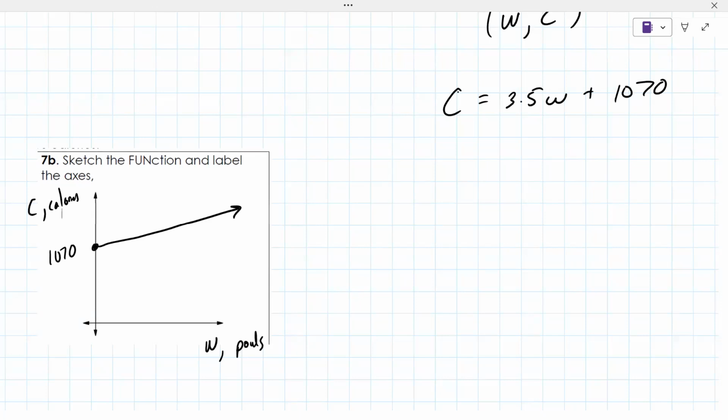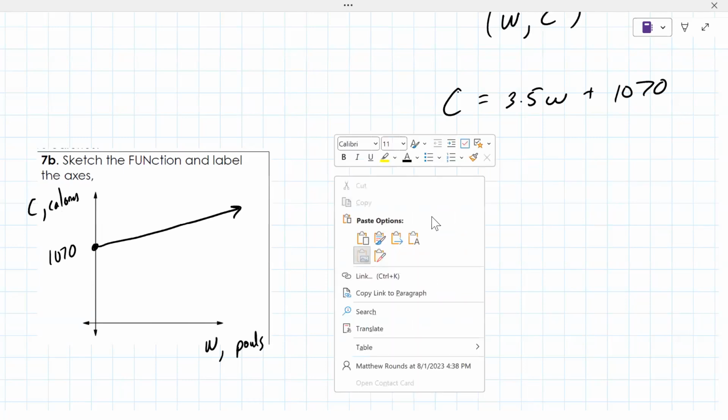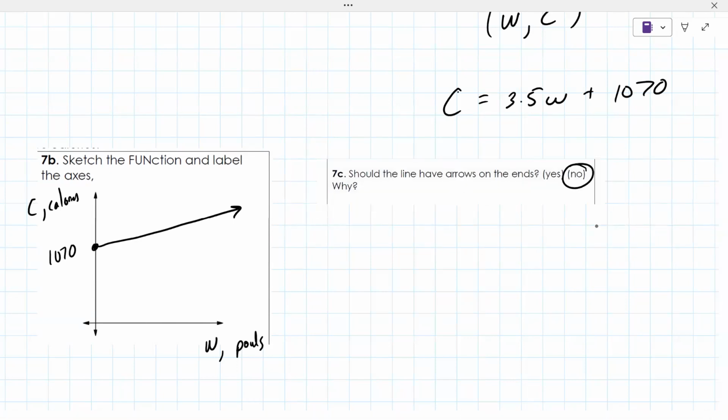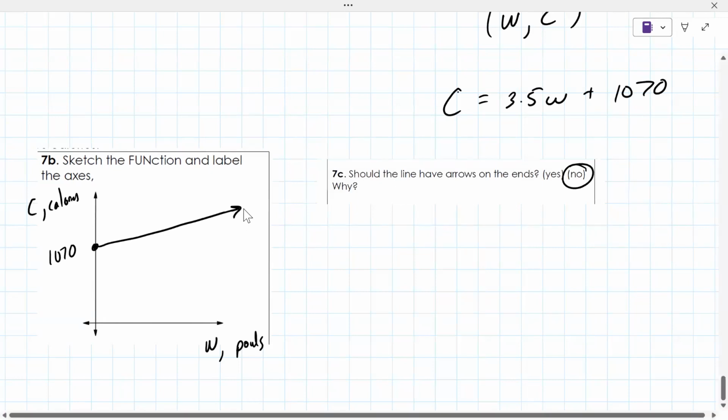Alright. We've kind of already answered part C, which is, should there be arrows on both ends? And most of the time it's no in these real life examples. You might even pose the comment to your teacher and say, well, going to the right forever means someone could be 5,000 pounds, which is ridiculous. There is an upper limit to what the human body can stand.